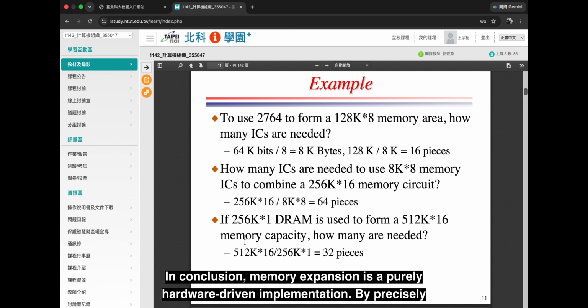In conclusion, memory expansion is a purely hardware-driven implementation. By precisely routing the address bus and data bus, and by cleverly utilizing chip select signals for decoding, we can use basic ICs to construct large memory systems that meet various specifications.